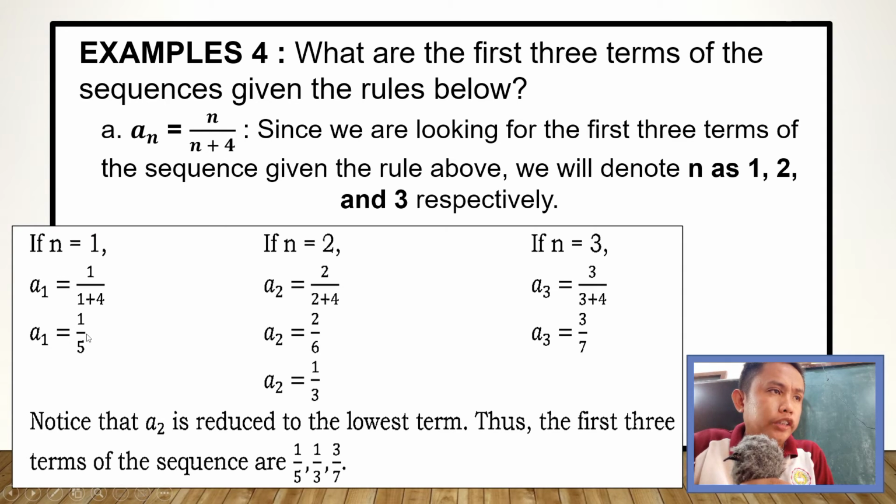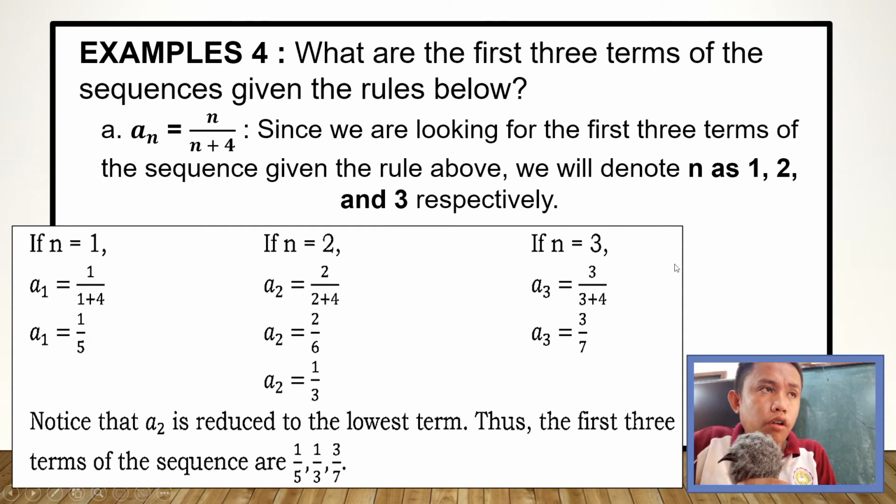So, 1 over 1 plus 4, and that will become 1 over 5. So we continue with that one, 2 over 2 plus 4. That will become 2 over 6, getting its lowest term. So that will become 1/3. So if we're dealing with fractions, kailangan guys laging may lowest term. Now, same thing will be done here.